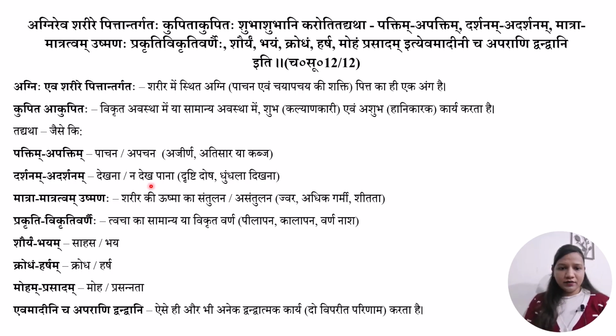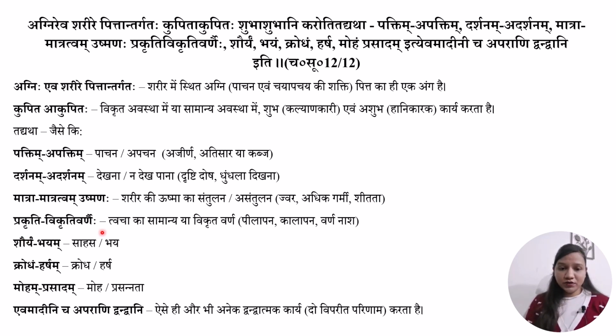Third one is matra matratvam ushmanam, the balance and imbalance of body heat, that means heat production in the body. Heat production is maintained by pitta in its normal state, and it is hampered when the pitta dosh is not in its normal state. Then it will lead to conditions like jwar, meaning fever, adhik garmi, meaning excessive heat production in the body, and shitata, meaning excessive coldness in the body.